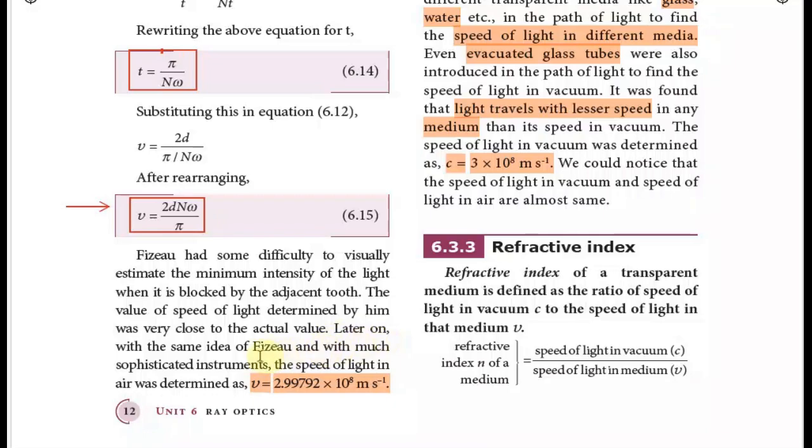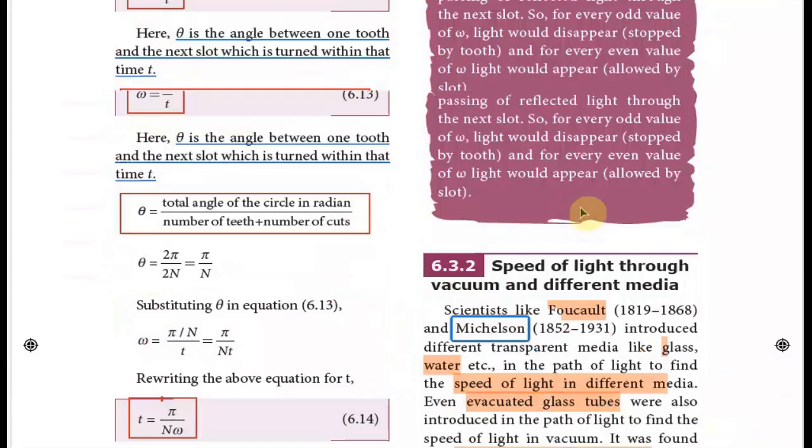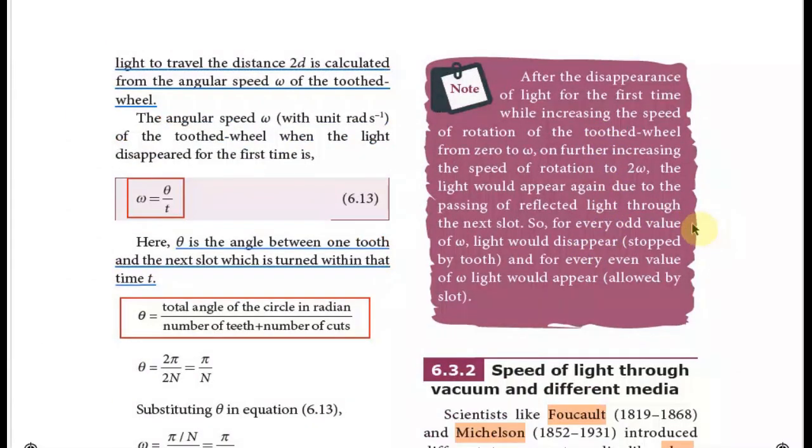Later on, with the same idea of Fizeau and with much more sophisticated instruments, the speed of light in air was determined as v = 2.99782 × 10^8 meters per second. So this is the value of the speed of light.